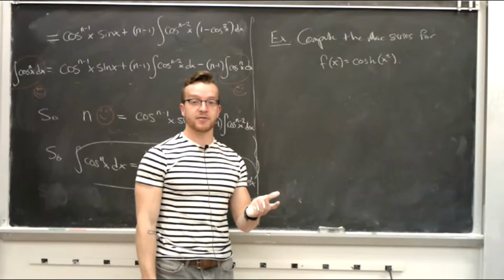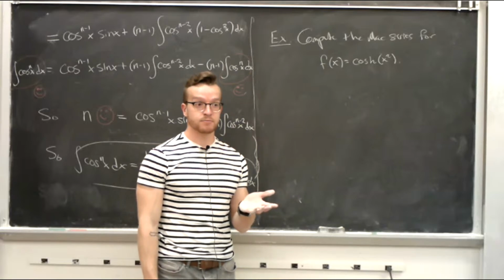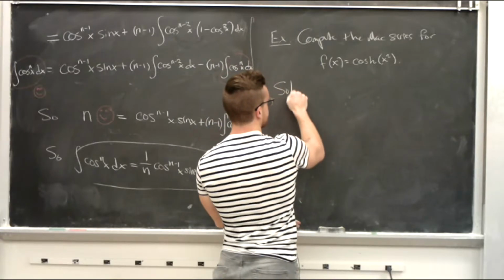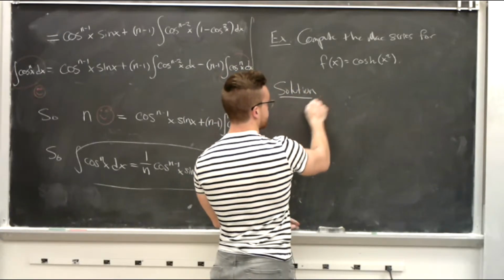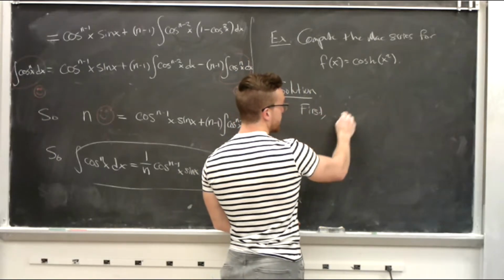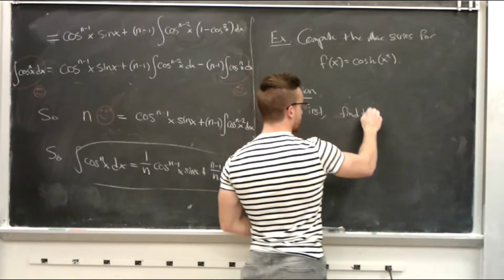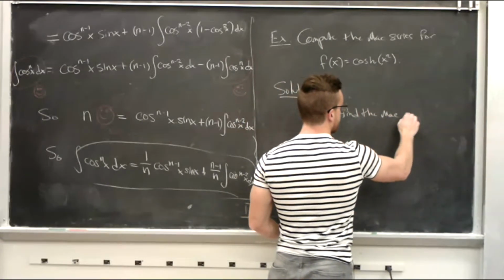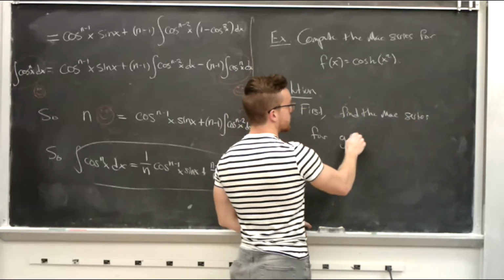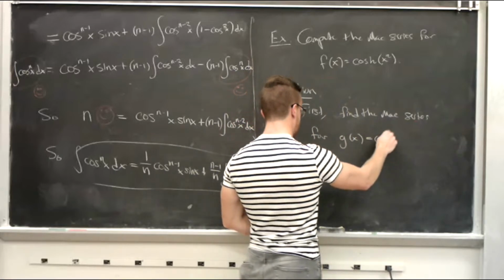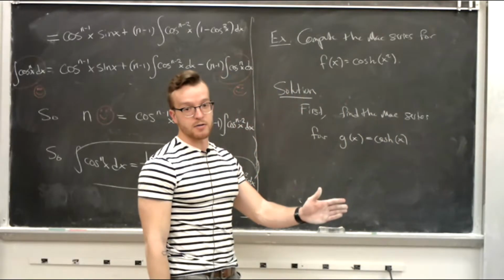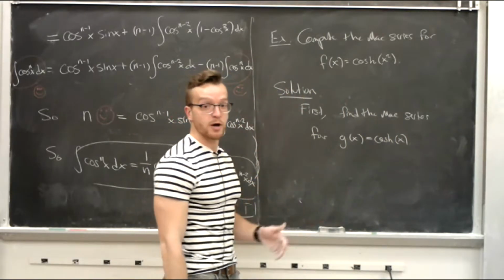Oh, but I bet this is in the book. Maybe not. We'll just do it. So first, it'll be easier to find the Maclaurin series for cosh of x. Then once we have that, we can plug in x squared. We'll be done.